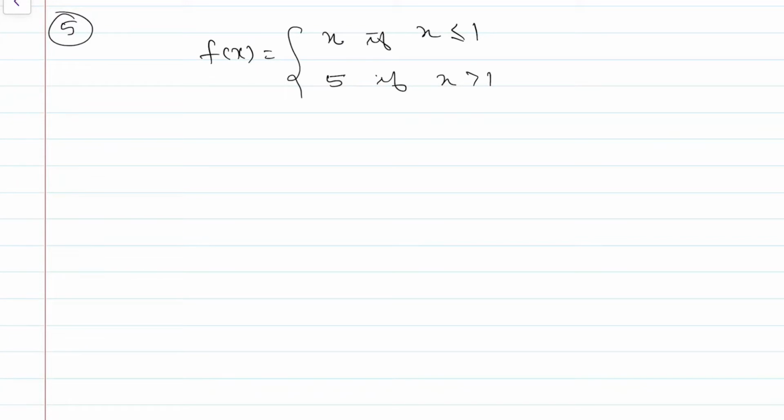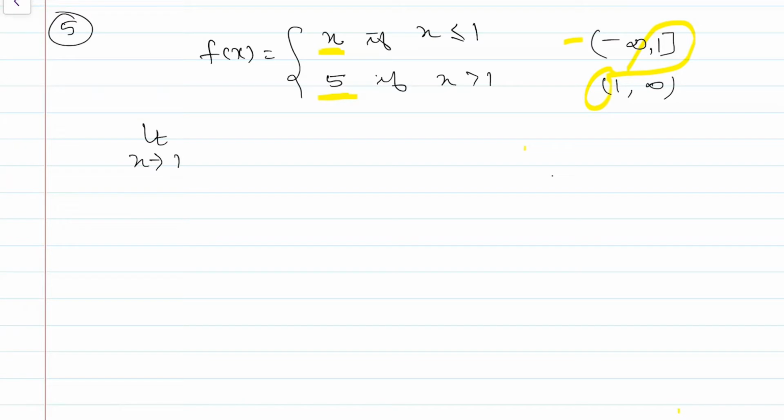So this function is continuous in its partitions, that is, the first part from minus infinity to 1 and 1 to plus infinity. In both the partitions, the function is continuous because this is a polynomial function. This is also a polynomial function. So we'll check the continuity of this function at the joining of the two domains, that is x is equal to 1. Let us find the limit at x is equal to 1.